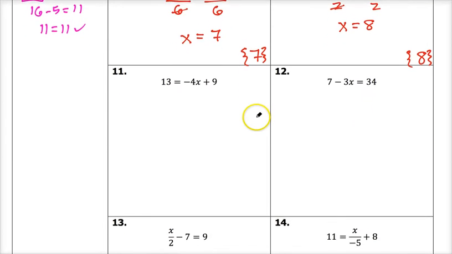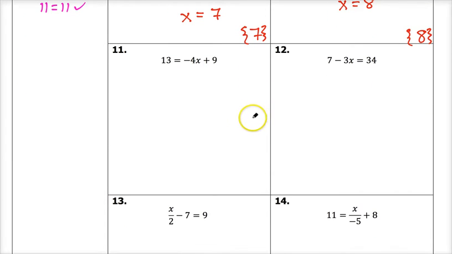Okay, what we're going to do right now is I'm going to have you pause the video for 11 and 12. Pause the video. I want you to try both of these examples on your own. And then once you believe you have solutions, check your answers and then click play to make sure you're correct.